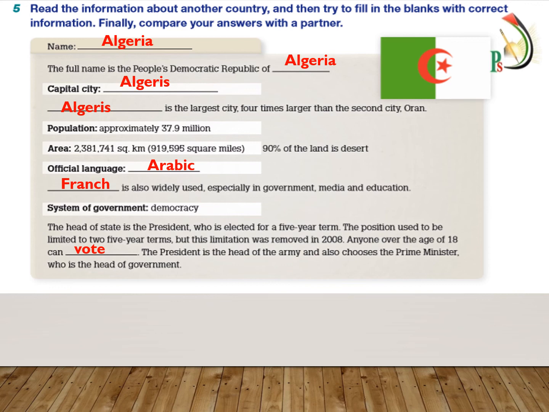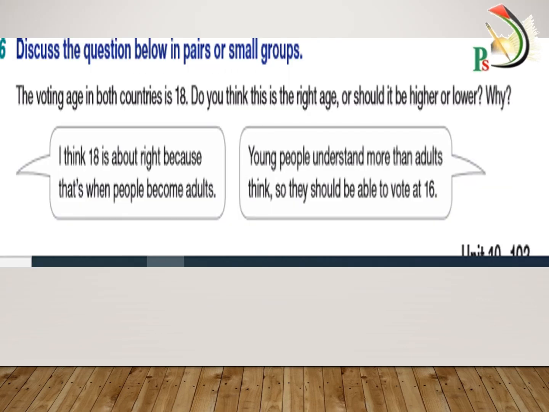Okay, my students, we will come to the last exercise in our lesson. Number six, discuss the questions below in pairs or small groups. I will read them for you. The voting age in both countries is 18. Do you think this is the right age or should it be higher or lower? Why?